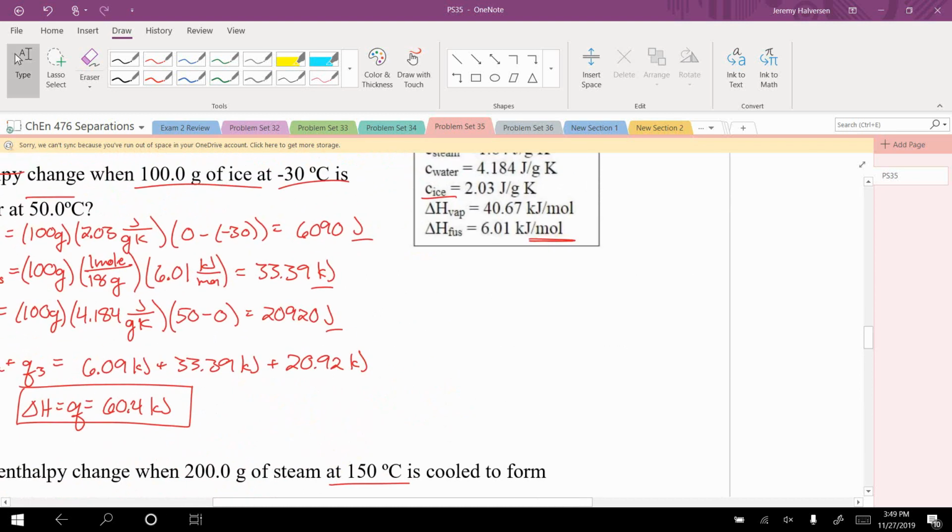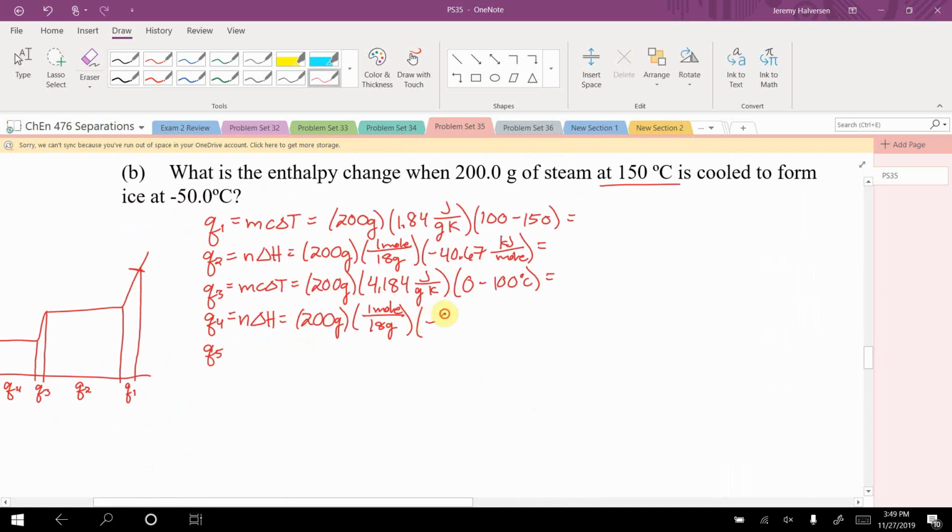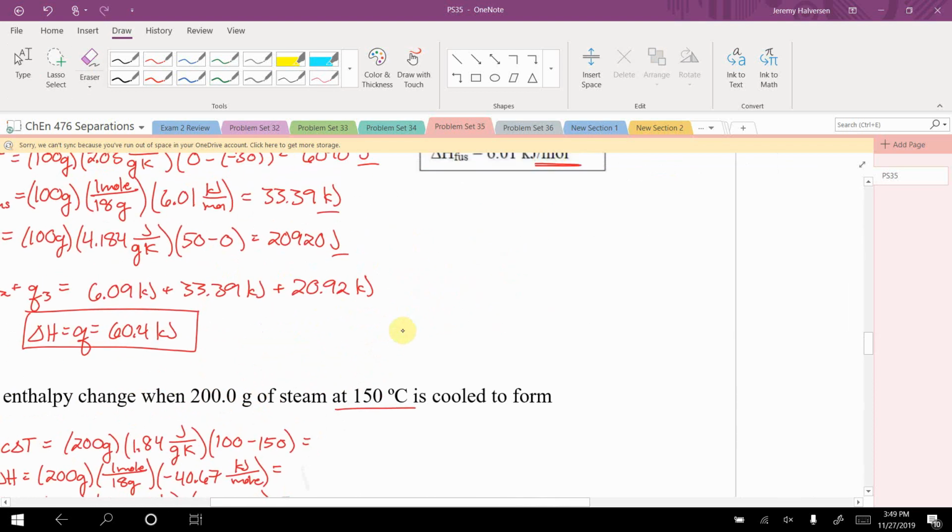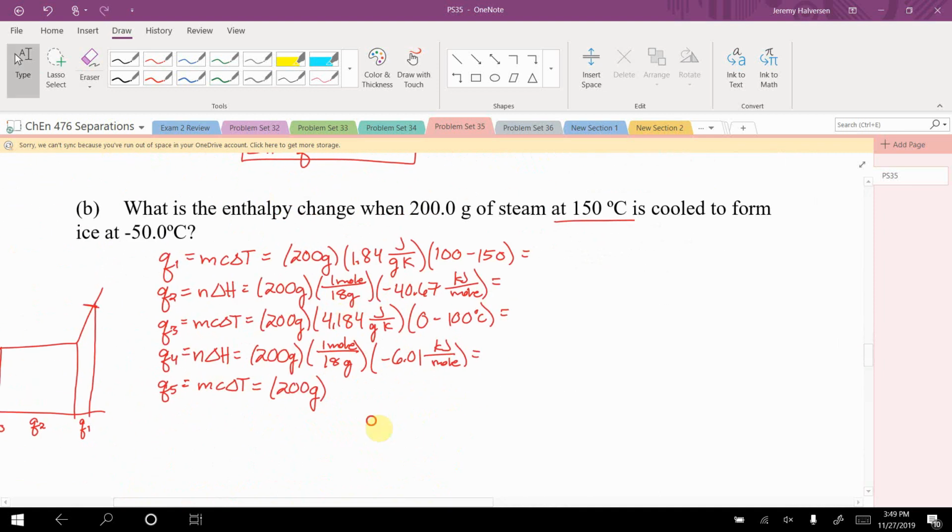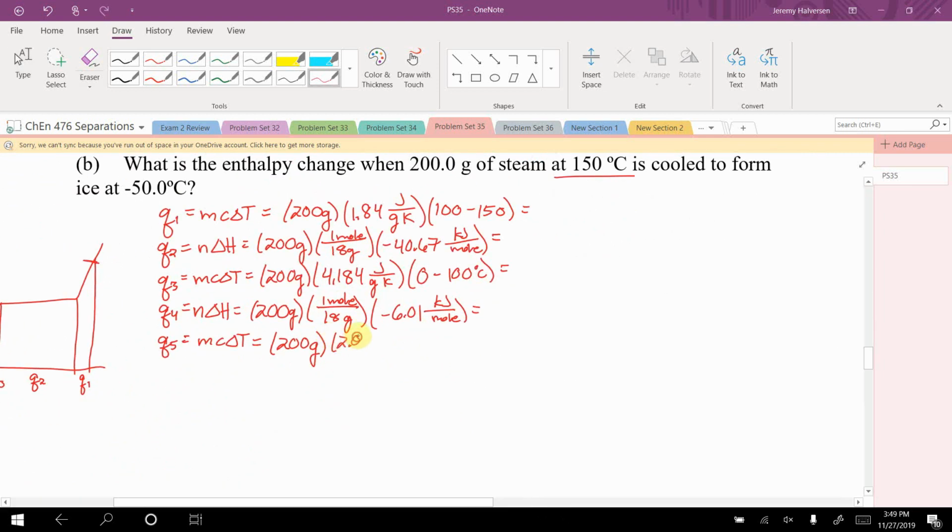So I'm going to, again, use my delta H of fusion, but I need to use the negative value. Then Q5 is just me making my ice even colder. So I need the specific heat of ice, 2.03. And I'm finishing, my final is -50, my initial is 0. Okay, let's plug all this into my calculator.